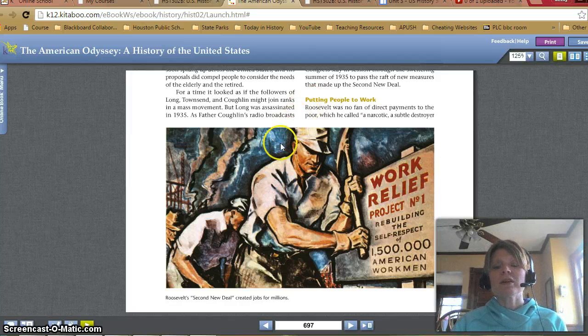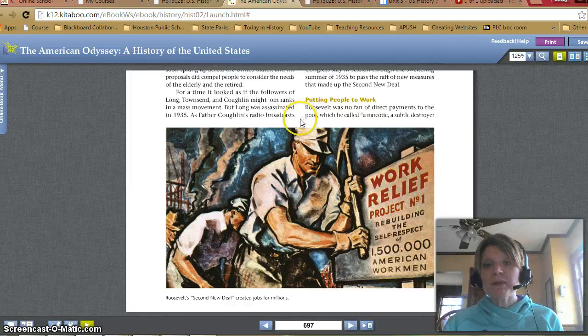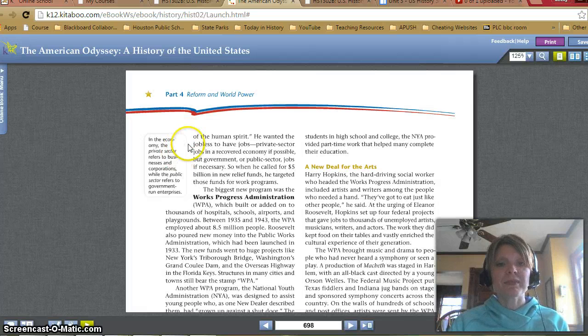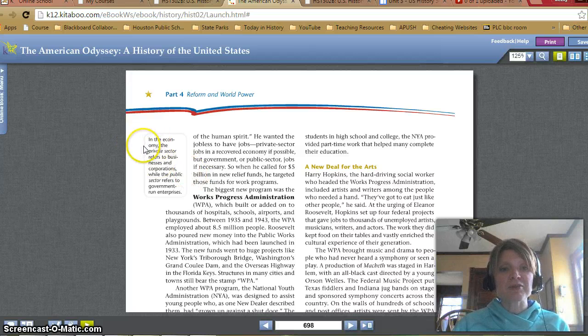Putting people to work. Roosevelt was no fan of direct payments to the poor, which he called a narcotic, a subtle destroyer of the human spirit. He wanted the jobless to have jobs, private sector jobs in a recovered economy if possible, but government or public sector jobs if necessary. And here, let's look at the caption. In the economy, private sector refers to businesses and corporations, while the public sector refers to government-run enterprises.